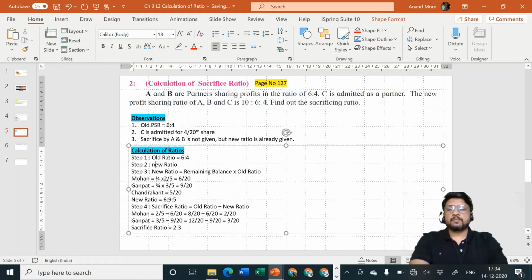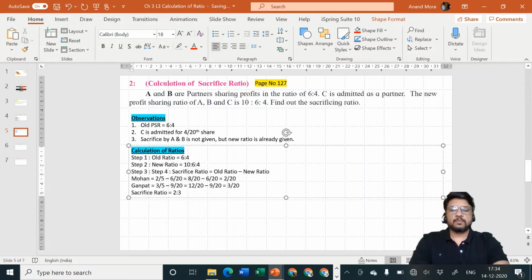new ratio is equal to 10:6:4. And then step number 3, sacrifice ratio is equal to old ratio minus new ratio, so it will be for only A and B.